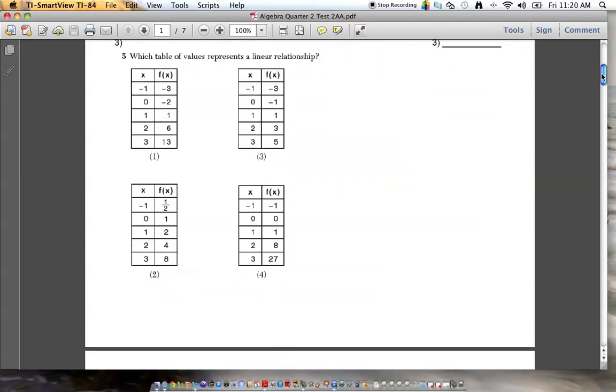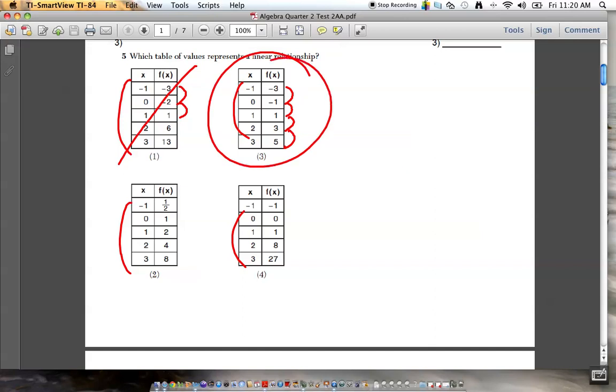Which represents a linear relationship. A linear relationship is a relationship where you go up by a constant amount. So all of these are going up by constants, -1 to 3 for the x. So I don't need to consider the x part of this. I just need to see if the y's are going up by a constant amount. Here I go up by 1, here I go up by 3. That's not linear. Here I go up by 2, up by 2, up by 2, up by 2.